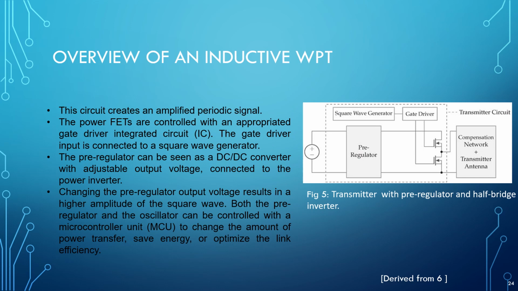Next, this figure shows the transmitter with the pre-regulator and the half bridge inverter. So this circuit creates an amplified periodic signal. The power FETs are controlled with an appropriate gate driver integrated circuit. The gate driver input is connected to a square wave generator. The pre-regulator can be seen as a DC-DC converter with an adjustable output voltage connected to the power inverter. Changing the pre-regulator output voltage results in a higher amplitude of the square wave.